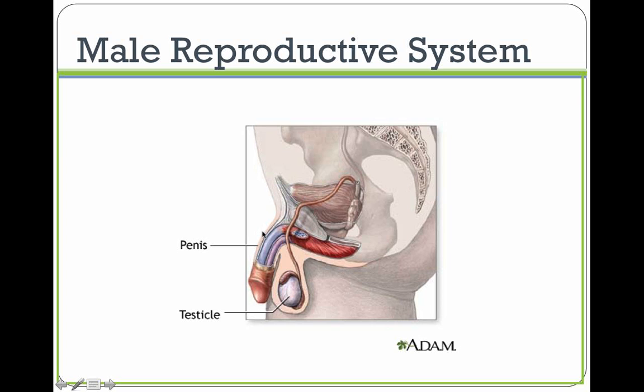And here's a picture of the male reproductive organs. Again, the testicles produce and store the sperm. The sperm are released through the penis during intercourse. And again, detailed definitions could be found in your packet.